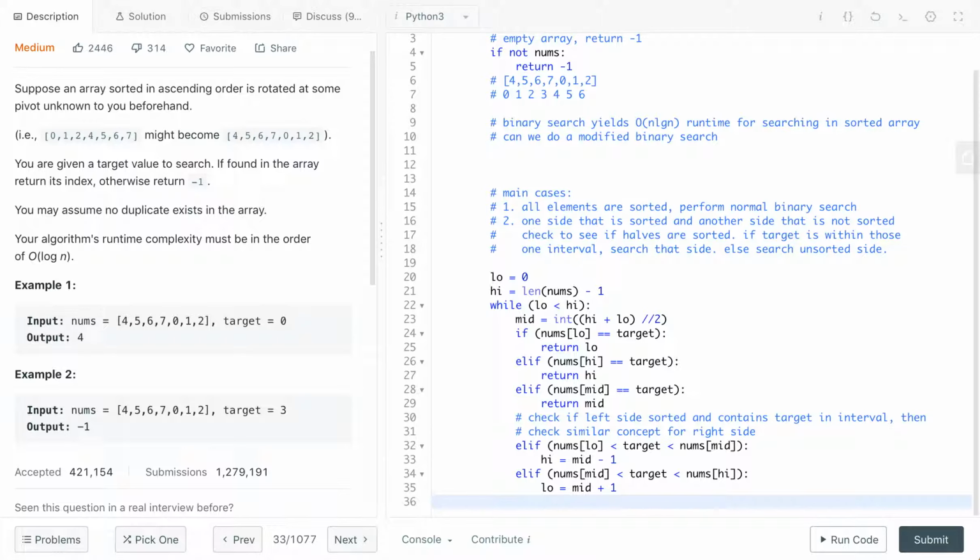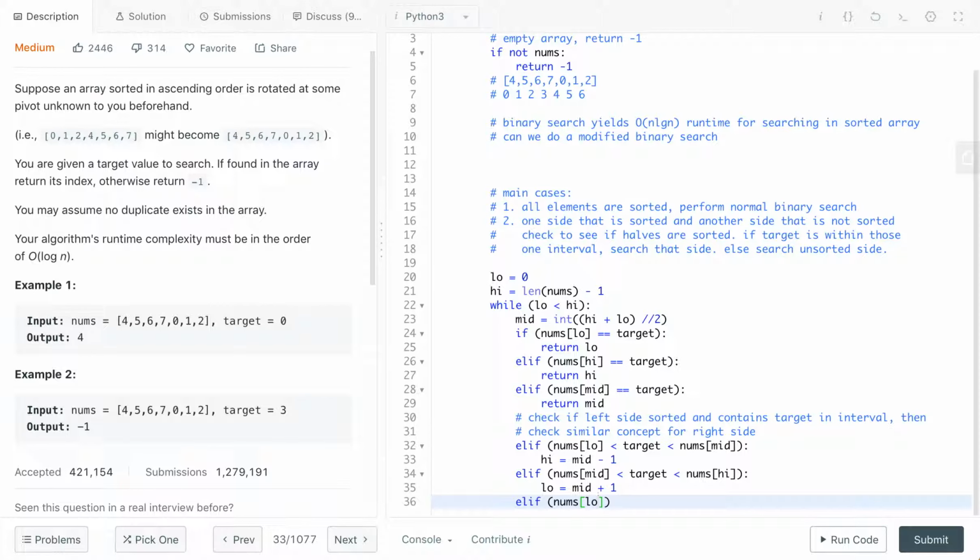So because of the two elif statements in lines 32 and 34, we know that the sorted sides do not contain the target. So now we must search for the unsorted side that does contain the target. First we check the left side to see if it's unsorted. The reason we can't assume that the left side is sorted is that it's possible the left side is sorted and does not contain the target. Therefore, line 32 does not execute.